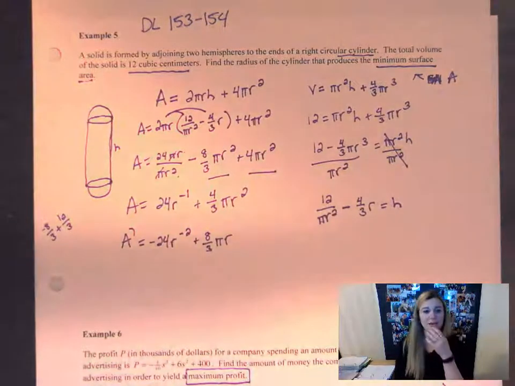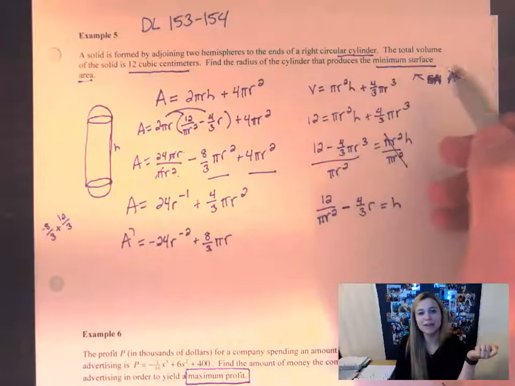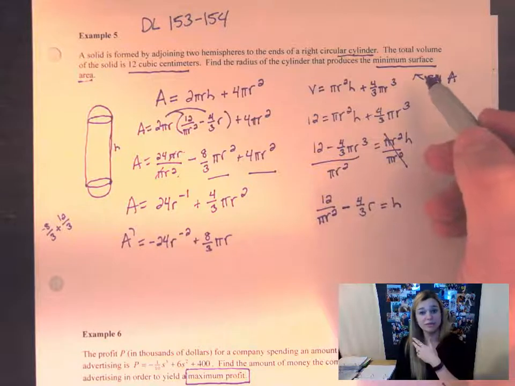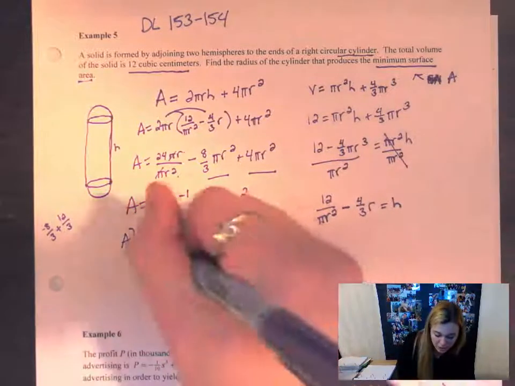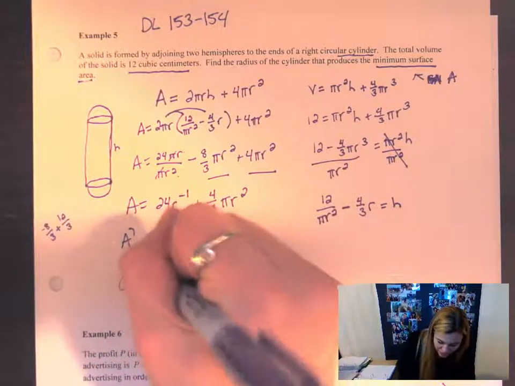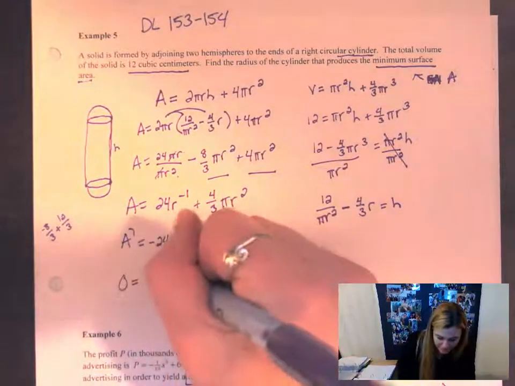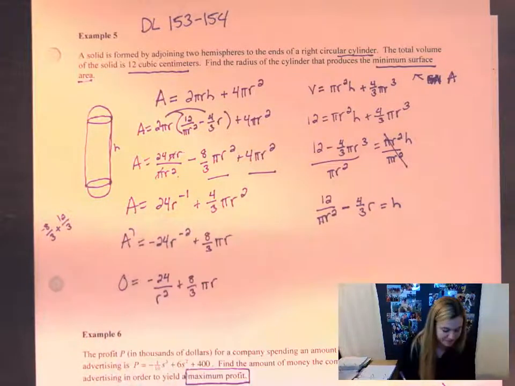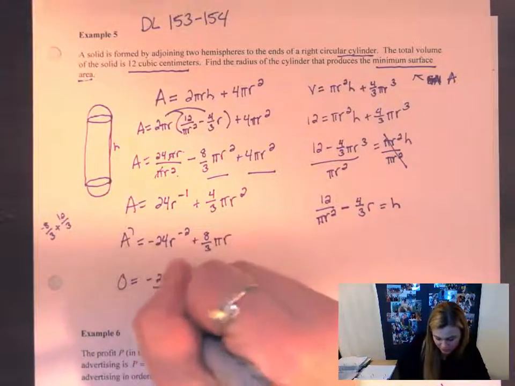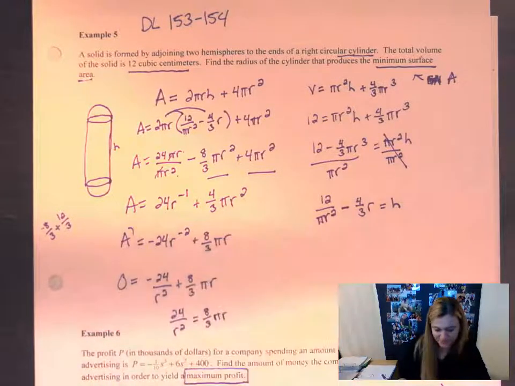And you might be thinking, why did we do all this? Because we wanted a minimum surface area, which means that we need to find the place where the derivative changes from negative to positive. So I'm looking for where the derivative is 0 or does not exist. So in this one, I'm going to say 0 is equal to, and I'm going to rewrite this, negative 24 over r squared plus 8/3 pi r. And then from there, I'm going to add 24 over r squared is equal to 8/3 pi r.